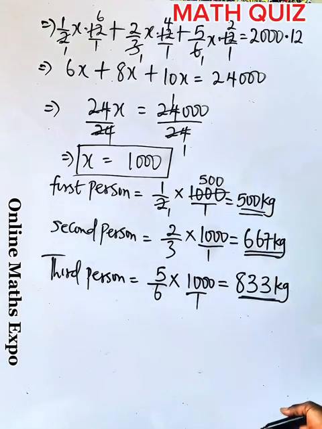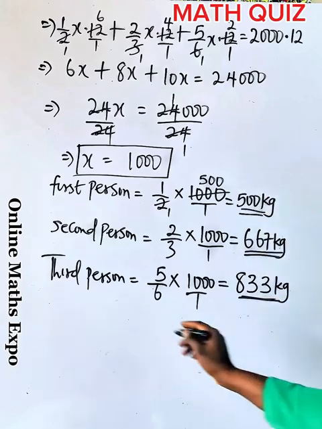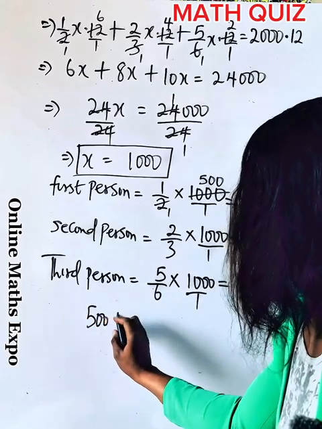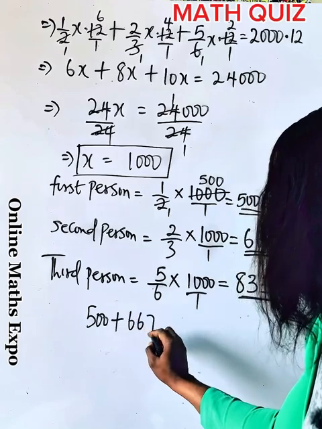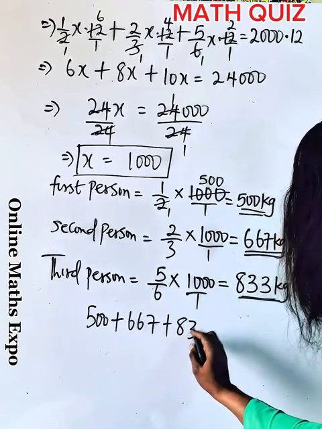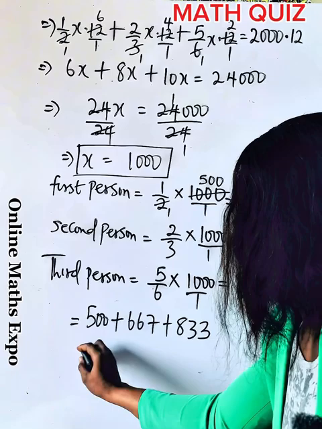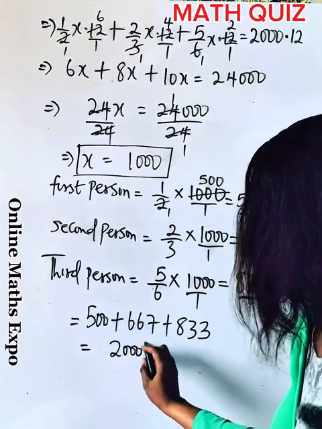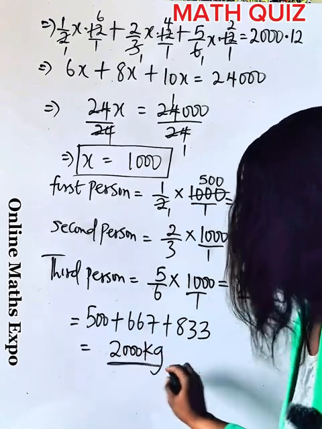Now, if you want to know if you are right, just quickly add this. We have 500 add 667 add 833. If you add this, it gives you 2,000 kilograms.